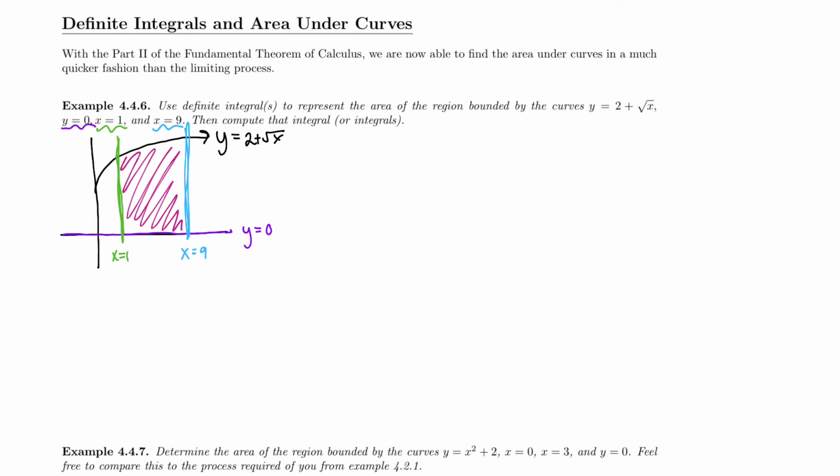So as a definite integral, this is going to go from 1 to 9, so lower bound 1, upper bound 9. And then the curve itself is 2 plus the square root of x. This pink area is represented. The area of the pink stuff is the definite integral from 1 to 9 of 2 plus square root x dx.